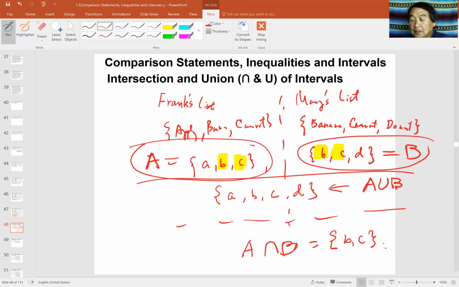The overlap. Okay, so this is what unions and intersections are supposed to be. And what we are going to do is, instead of doing it with 3 items, 4 items, we're going to do it with infinitely many intervals.